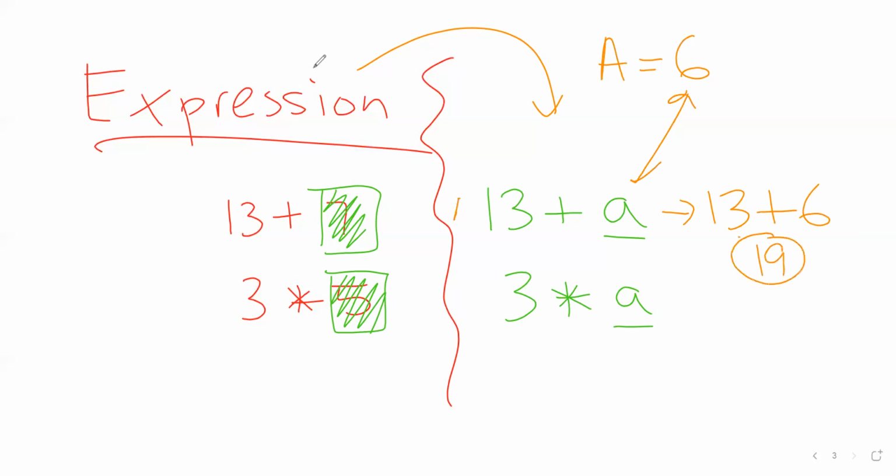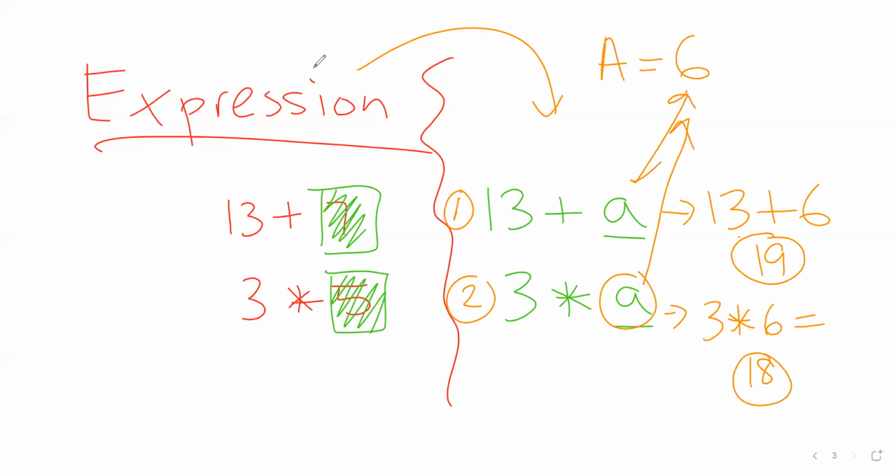This is number 1. Here's number 2. Number 2, same thing. I'm going to rewrite it, 3 times. Now, instead of a, I'm going to substitute a with the number 6, and I'm going to evaluate. So 3 times 6 is 18. And that's what this work is. That's what it means. We end up with an expression that, in this case, has a variable, and then our variable has a value, and then we substitute, and then we evaluate.